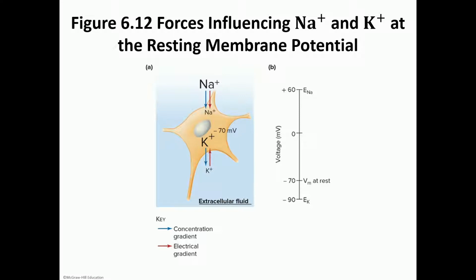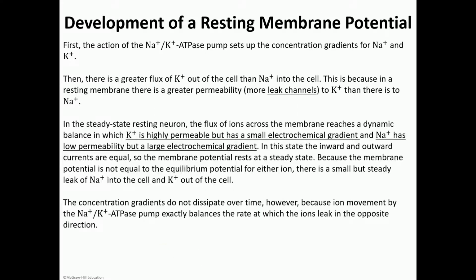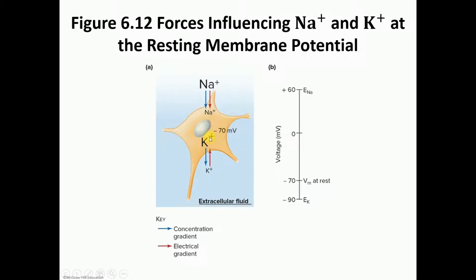So that force would be wanting to push it out of the cell. You have these two different forces in play: your concentration gradient and the electrical gradient. The concentration gradient would want to push it out through those leak channels, while the electrical gradient wants to keep it in the cell. And that is why we say that potassium is highly permeable because of those leak channels, but it has a small electrochemical gradient. That negative inside of the cell will want to pull the potassium back in.